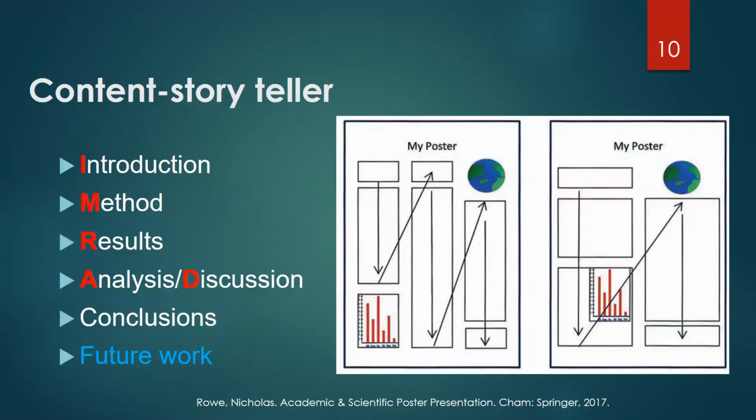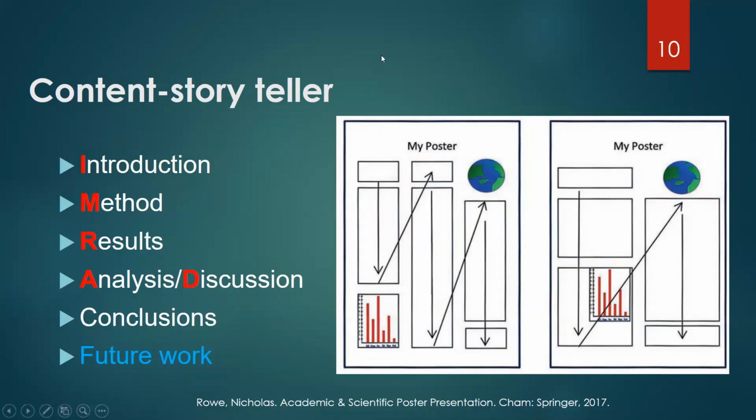How do you present the content? Here we have introduction, method, result, and discussion. Conclusion and future work can be regarded as part. This method is called IMRAD. I stands for introduction, M for the method, R result, A analysis, and D discussion. So you have to follow it as you do for a scientific text in writing.